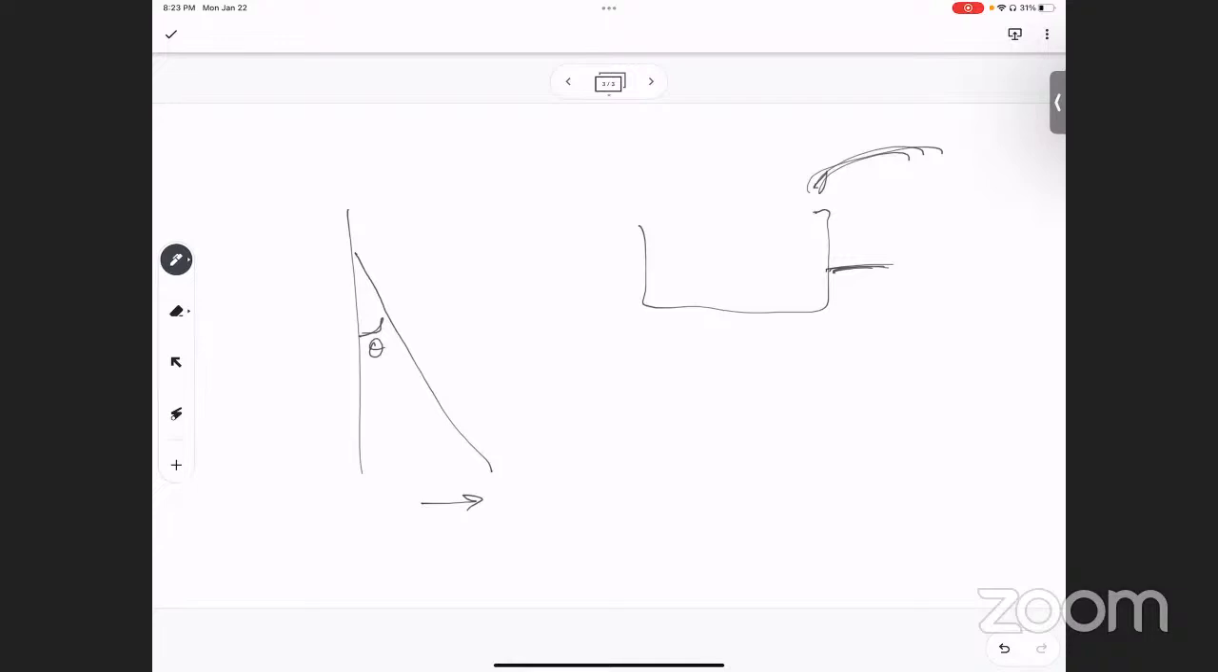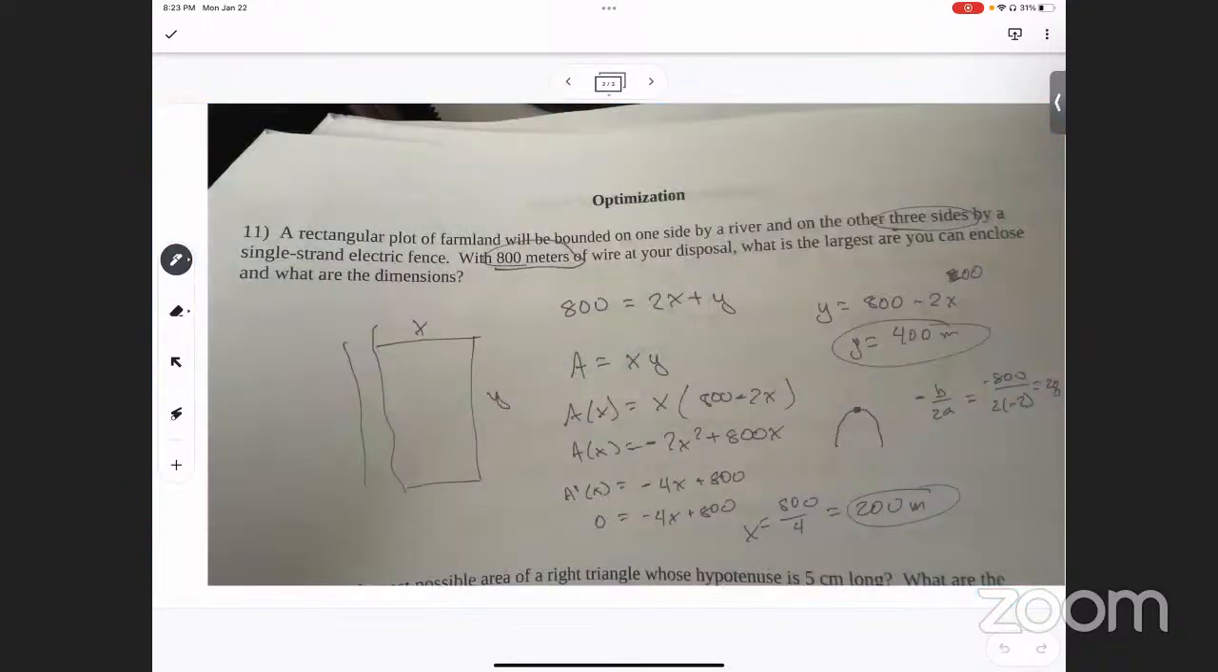But the point is you always need to find the formulas that give you the variables you're looking for, and then plug them into your optimization problem or equation. So here they wanted me to optimize the area, so I knew the area equals x times y, and I had to find out how x and y are related. Well, they're related because you have only 800 meters of wire. So the 800 is the perimeter, which is x plus y, right?